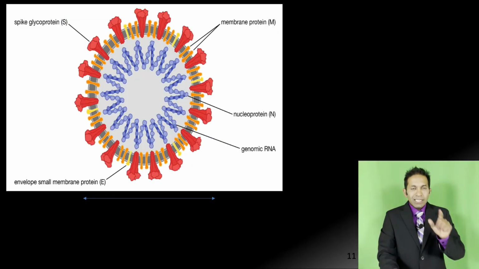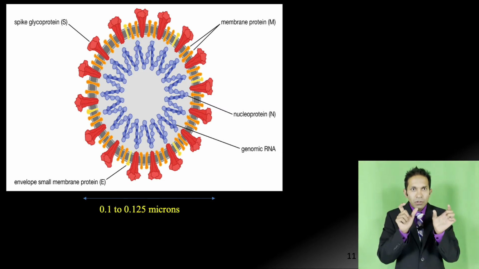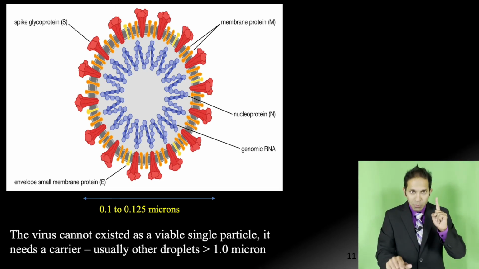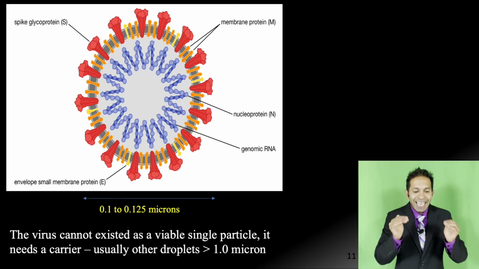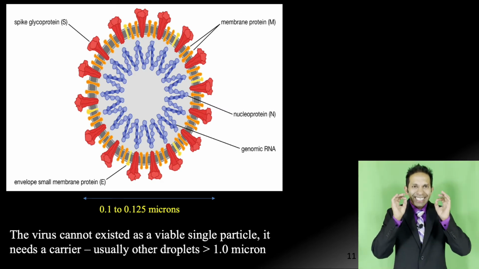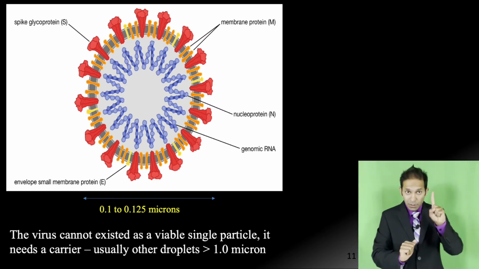Now let's go to the next slide and talk about the SARS-CoV-2 virus. Now the size of the SARS-CoV-2 virus is 0.1 to 0.125 micron. One important point, the virus cannot exist as a viable single particle. It needs a carrier, usually other droplets, more than 1 micron in size. Okay, that's point number one.